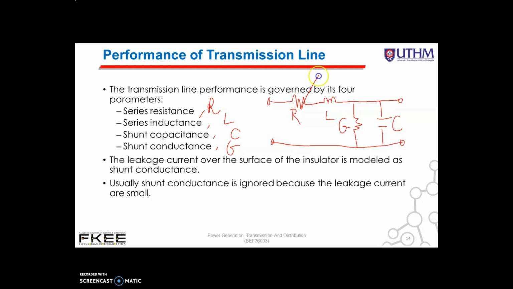So the units for R is ohm, inductance is Henry, G conductance is Siemens or mho, and then C capacitance is farad. Okay, so the leakage current over the surface of the insulator is modeled as the shunt conductance G. So this one is the leakage current over the surface of the insulator. So usually shunt conductance is ignored because the leakage current is very small.